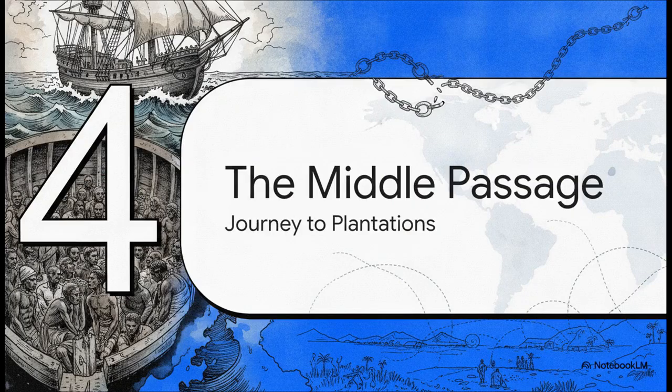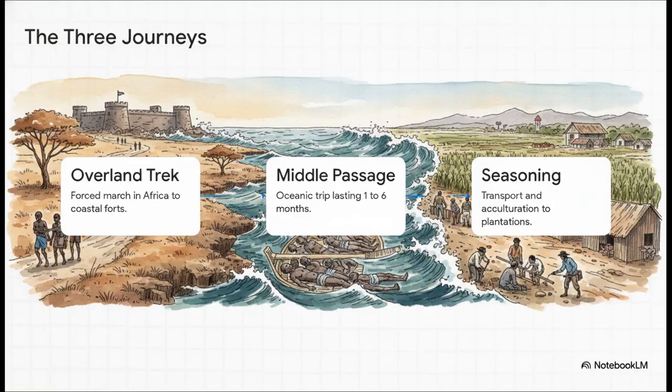Let's move into Section 4, the brutal Middle Passage, covering the journey and the plantations. We hear the term Middle Passage a lot, but it was actually just the middle leg of 3 distinct, unbelievably grueling journeys. First, captive Africans were forced to march hundreds of miles overland to coastal slave trading factories. Then came the oceanic trip itself, the Middle Passage, which could last anywhere from 1 to 6 agonizing months.